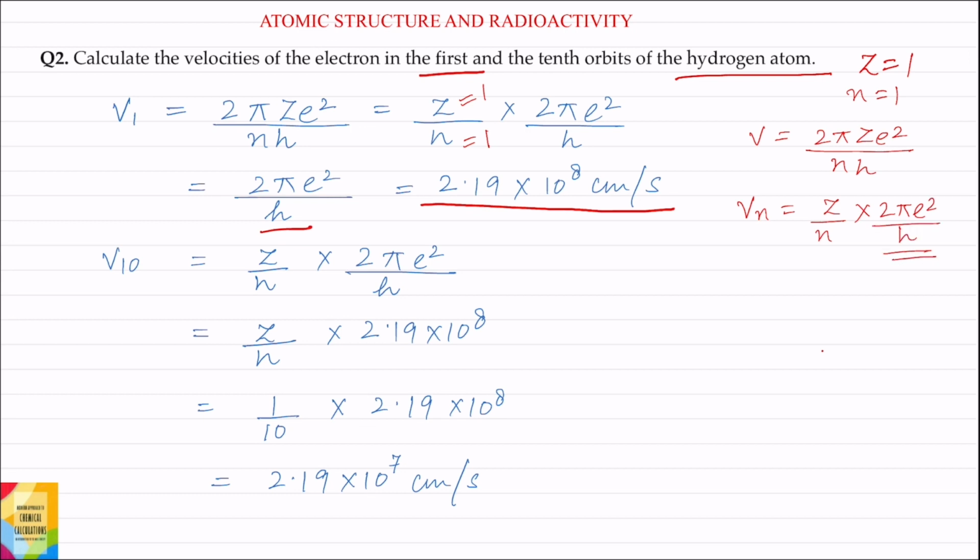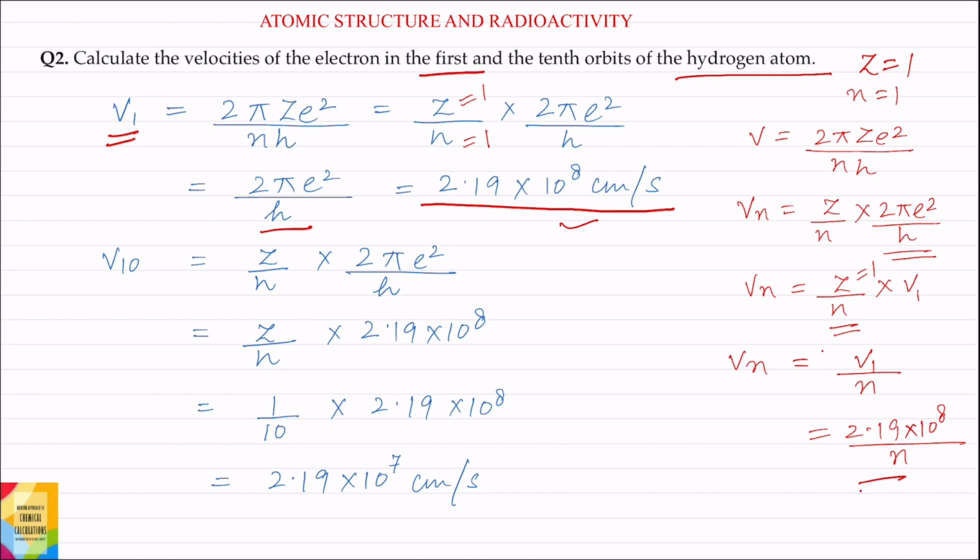अब 2 pi e square by h की वैल्यू है 2.19 into 10 to the power 8 centimeter per second, और 2 pi e square by h is also equal to v1. So Vn can be written as z divided by n into v1. For hydrogen atom z is equal to 1, और for nth orbit value of n को n मान लेते हैं. So Vn becomes equal to v1 by n, और v1 की वैल्यू पुट कर देंगे तो Vn will be equal to 2.19 into 10 to the power 8 divided by n centimeter per second.